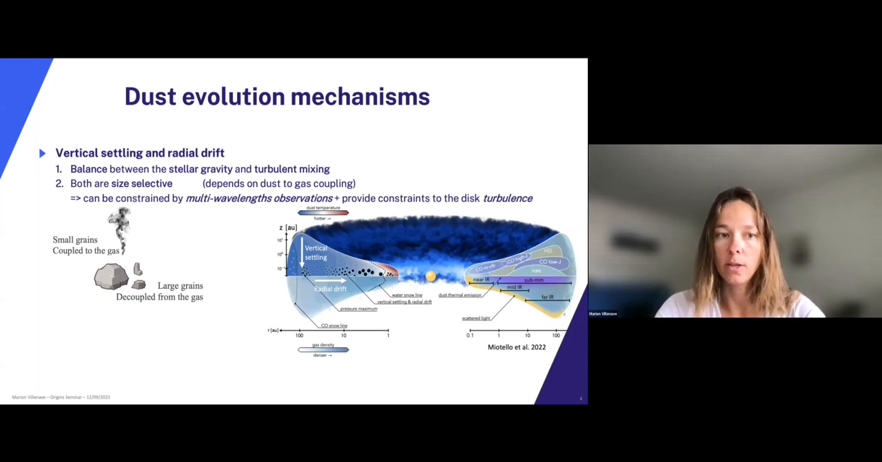This depends on the coupling of dust and gas, and so this is a size-selective mechanism, because smaller grains like the smoke that I drew here will be very easily coupled to the gas. So they will always be well mixed with the gas and located where the gas is, while on the other hand, bigger particles will be like these little rocks that are harder for the gas to move around, and they tend to be more affected by vertical settling.